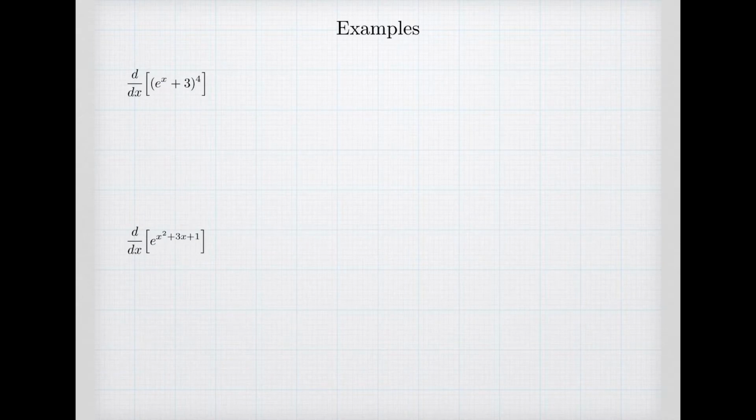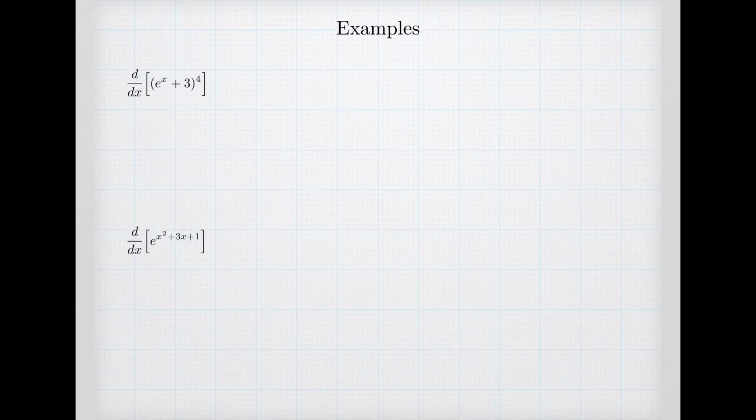Let's look at two examples of how we use these rules. I've got two functions. I've got e to the x plus 3, all raised to the fourth. I want to take its derivative. And I also have e to this quadratic, x squared plus 3x plus 1. And I want to find out how to take their derivatives. Both of these involve the chain rule, so let's illustrate how we would do that.